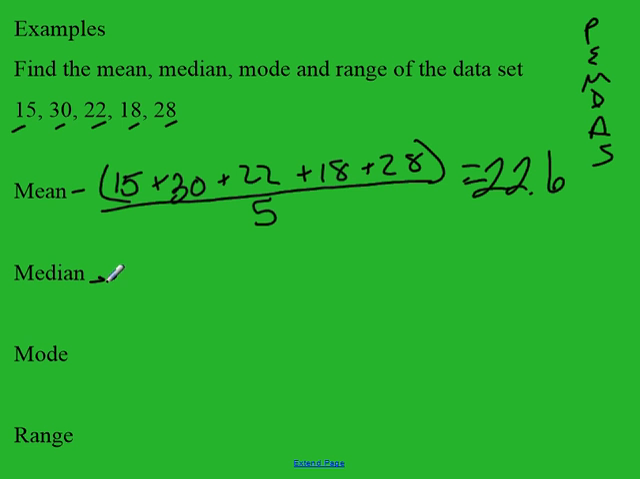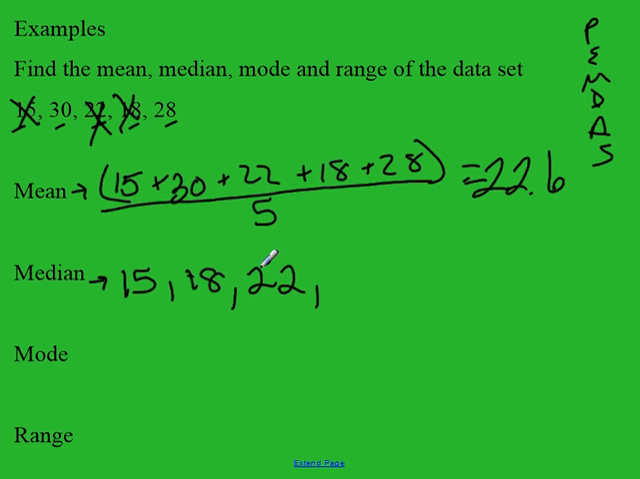The median is the true middle of the data set, and you just list the numbers from least to greatest first. So my smallest number is 15. I suggest you cross them off as you write them on your list so that you don't make really silly mistakes and forget numbers. We've got 18 next, and then 22.